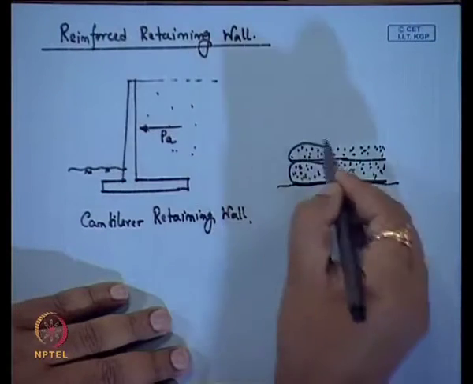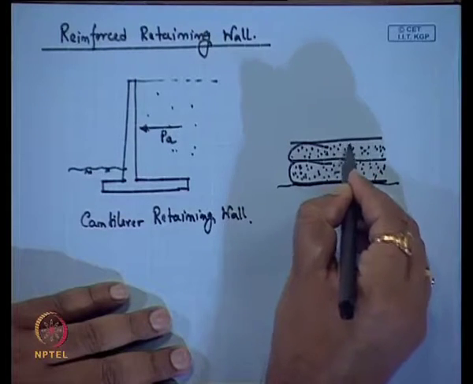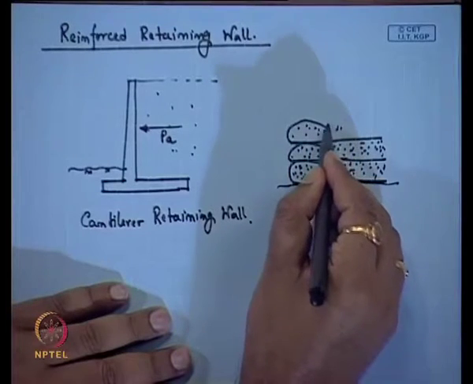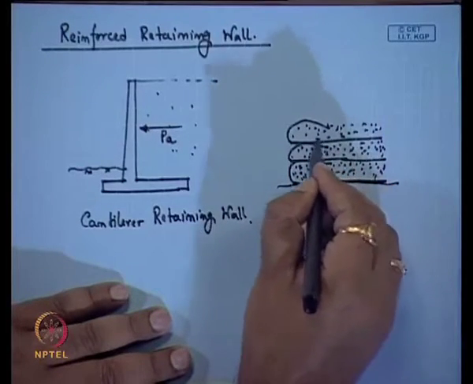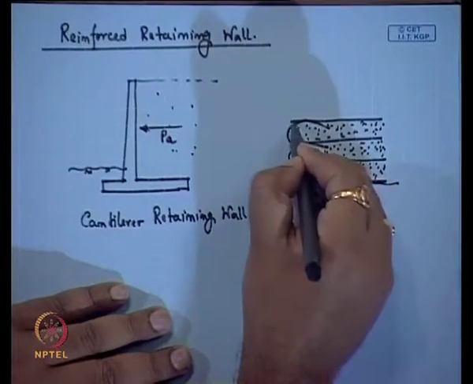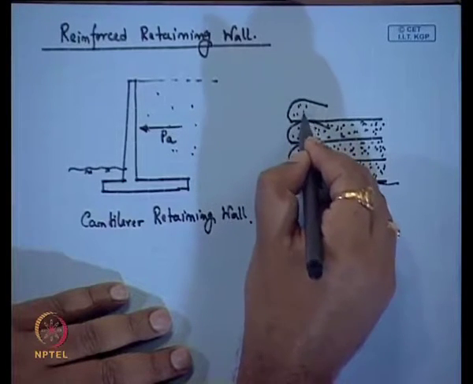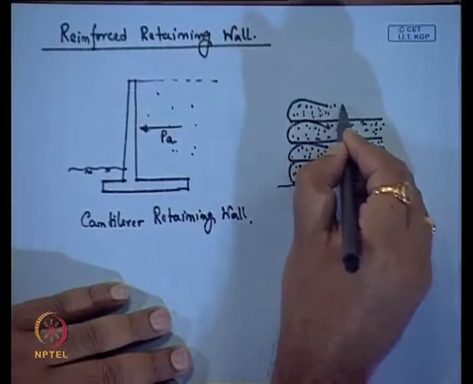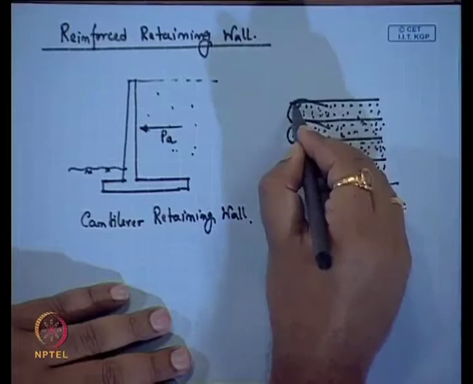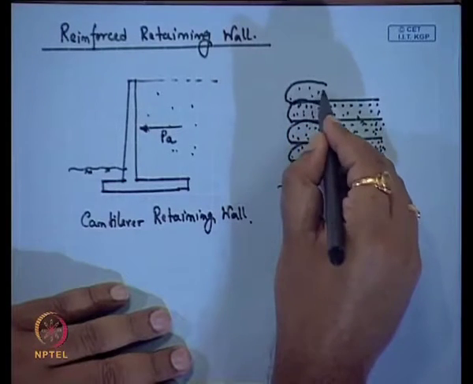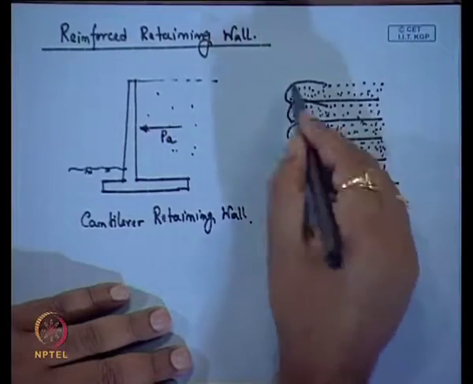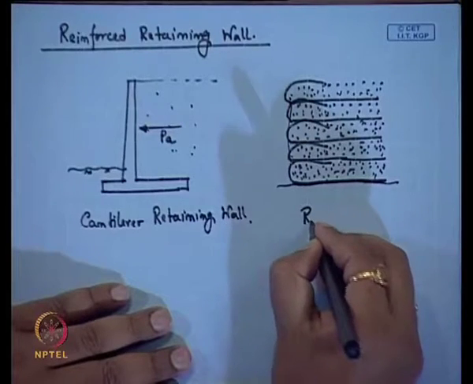reinforcement layer. Then we place another reinforcement layer, then we fold it and put the sand here. Then you place another reinforcement on this top, and again you fold it and fill the sand. Then you place another reinforcement and then fold it and place this sand. So, this is called a reinforced retaining wall.